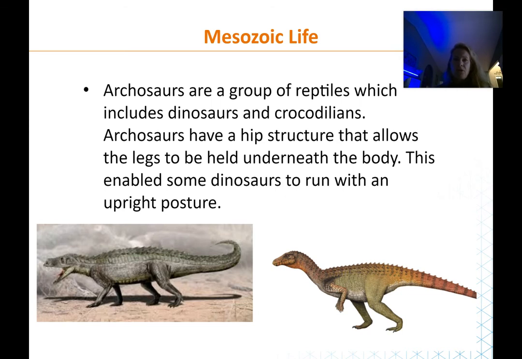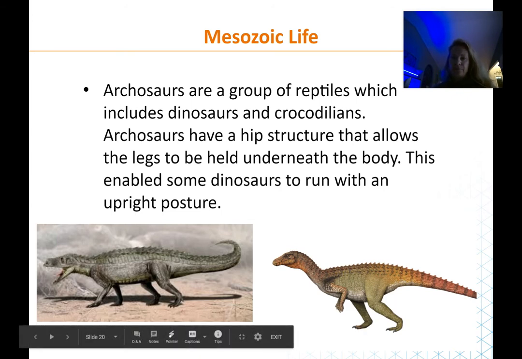All right, so one type of reptile was an archosaur, and this was kind of the first organism to develop a bipedal stance. That means walking on two legs. It has to do with hip structure. If we look at the hip structure of organisms, we know if they walked upright or not, because there's a certain hip structure that allows them to be upright. And so these were the first dinosaurs or organisms that were able to walk upright, kind of like the picture on the right.